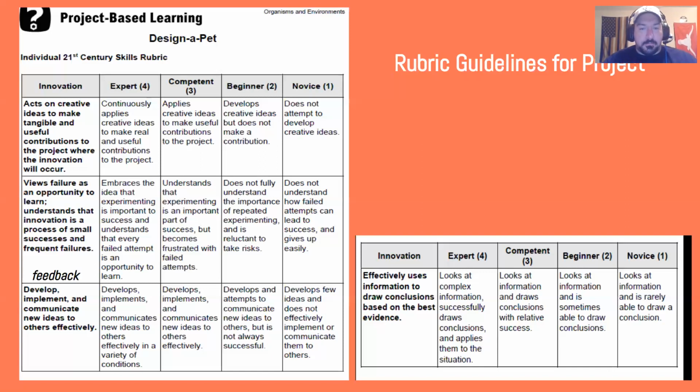The last part here, effectively uses information to draw conclusions based on best evidence. So that's bouncing those ideas off your teacher, as well as using outside research effectively to come to the final product and making sure it matches all the criteria that we've given for this specific project. Okay.